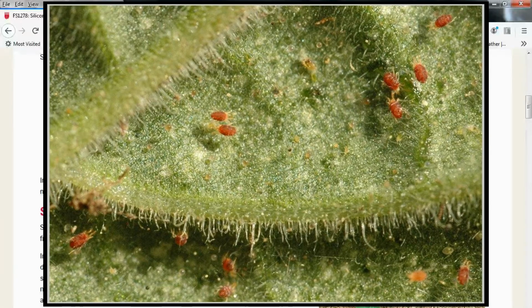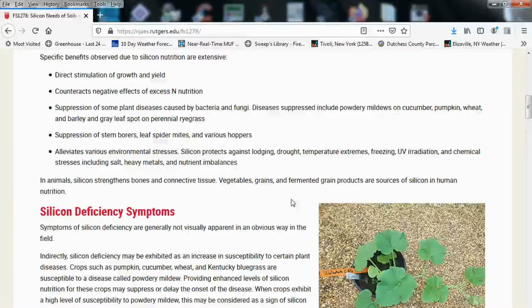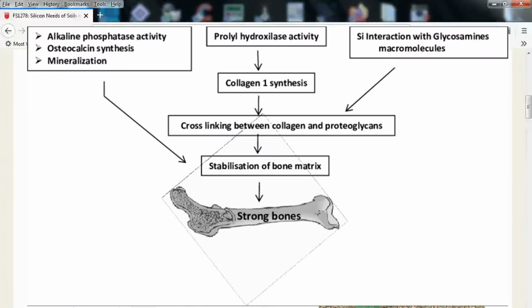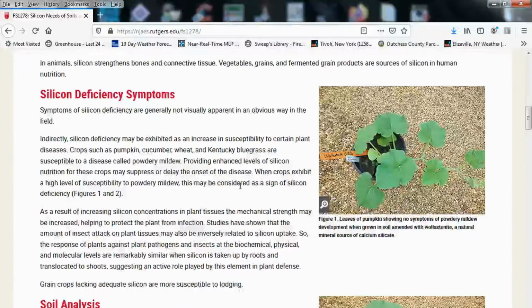Alleviates various environmental stresses. Silicon protects against lodging, drought, temperature extremes, freezing, ultraviolet irradiation, chemical stresses including salt, heavy metals, and nutrient imbalances. In animals, silicon strengthens bones and connective tissue. Vegetables, grains, and fermented grain products are sources of silicon in human nutrition.